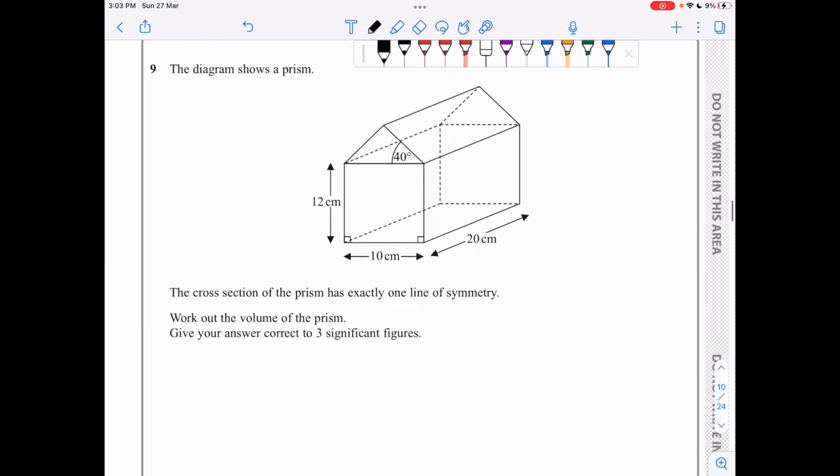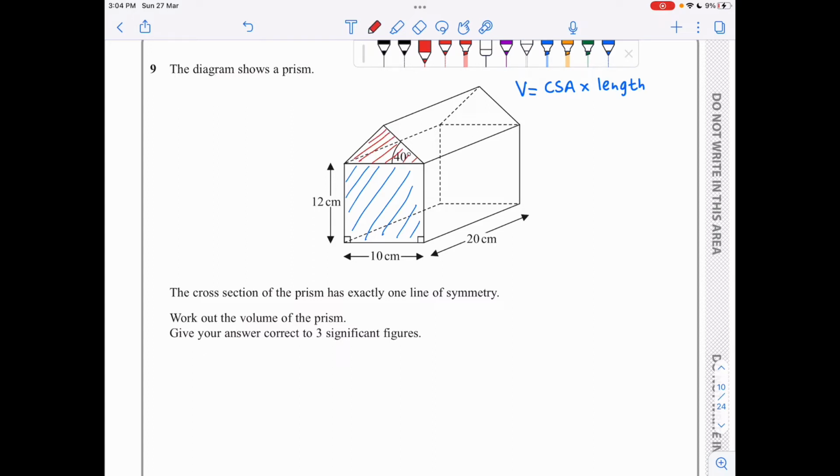In question 9, we're being given a prism, and the cross section of the prism has exactly one line of symmetry, and we're told to work out the volume of the prism. Now we know that the volume will be the cross-sectional area times the length. And the cross-sectional area is essentially consisting of this rectangle here, and then this triangle.